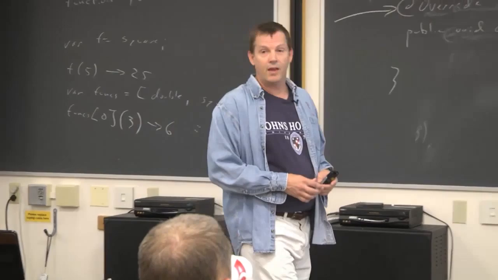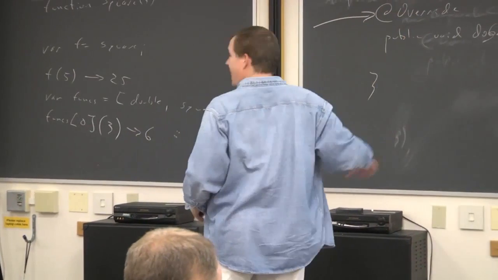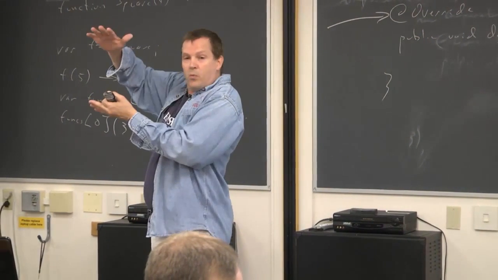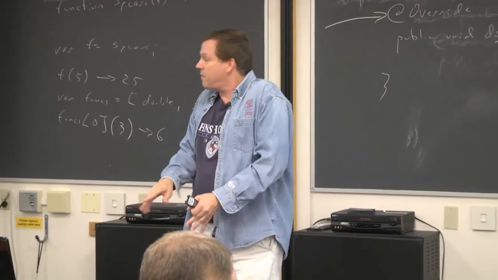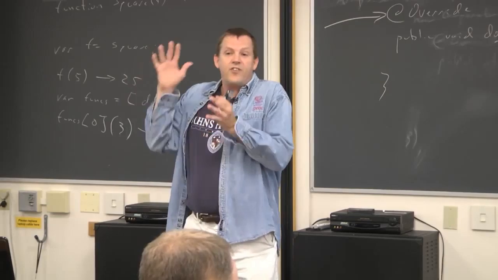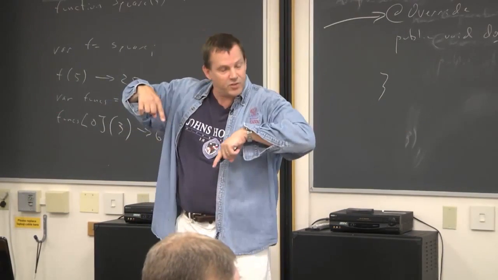So there's a new annotation called @FunctionalInterface, which means I'm making an interface that can be used as a lambda. What makes an interface usable as a lambda? One method. If it has one method, it can be used as a lambda. If it has two methods, it can't. So suppose you didn't use that annotation, and you put one method in it and used it as a lambda. It worked fine. And then a developer comes along later and puts a second method in it. The interface would compile.